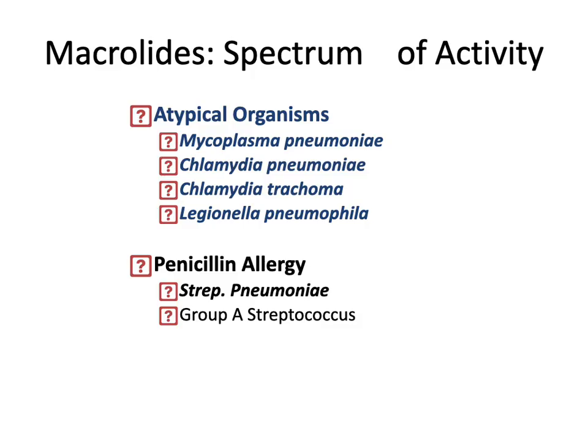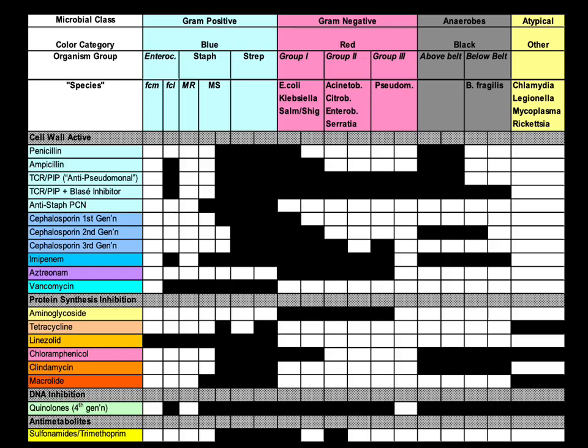Spectrum of activity, there is some nice coverage for gram positives. However, we think of macrolides specifically for the atypical organisms, and this is the time when I mentioned them, but I'm sure that you took them already. So we think of Mycoplasma pneumonia, we mentioned that with quinolones, and also you can think of Chlamydia trachomatis, and that is in sexually transmitted disease. And here's the spectrum of activity: gram positive and atypical.